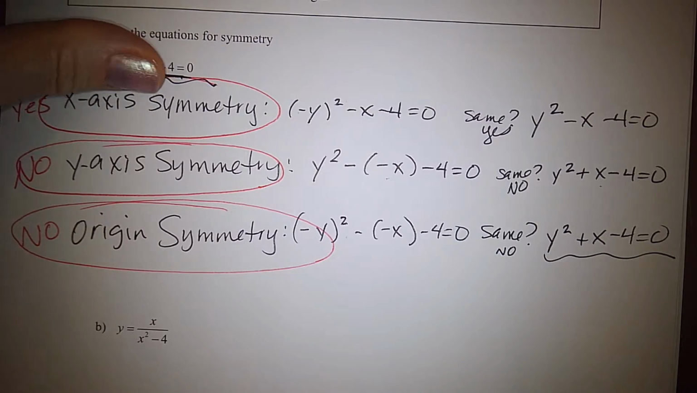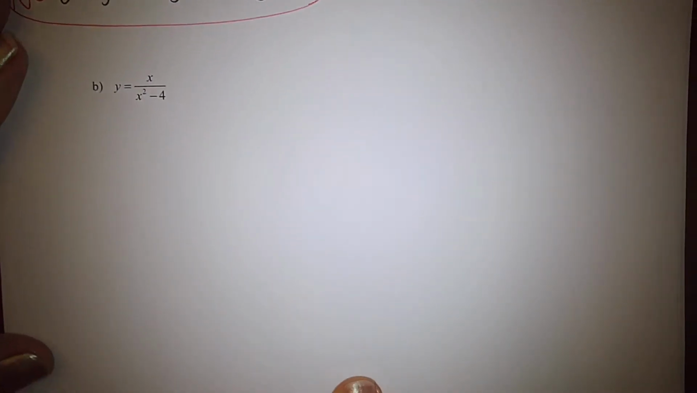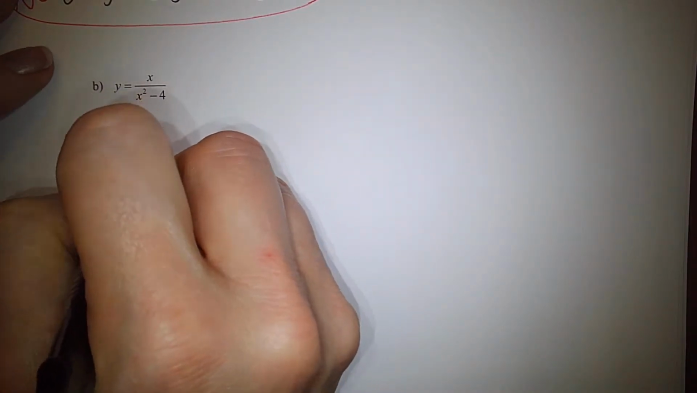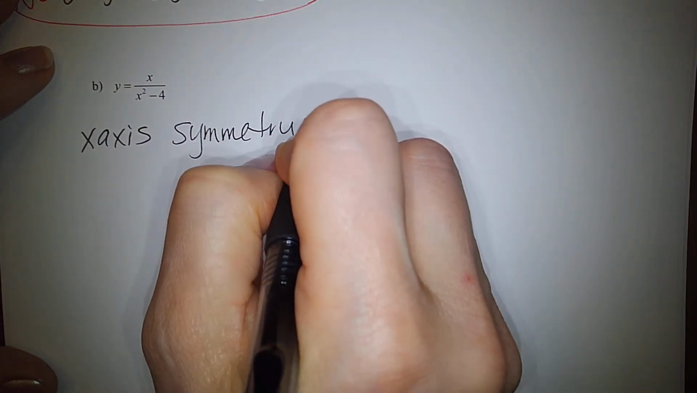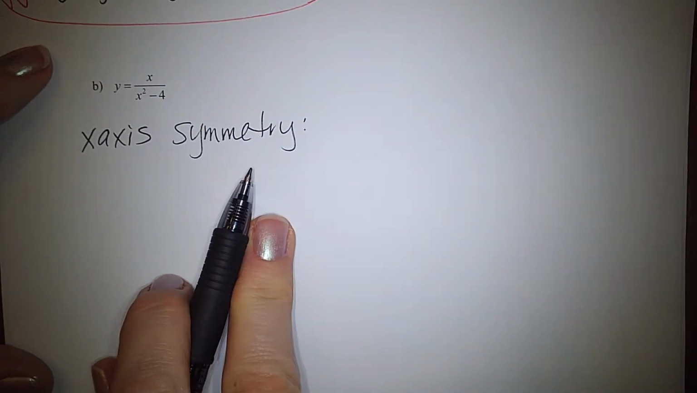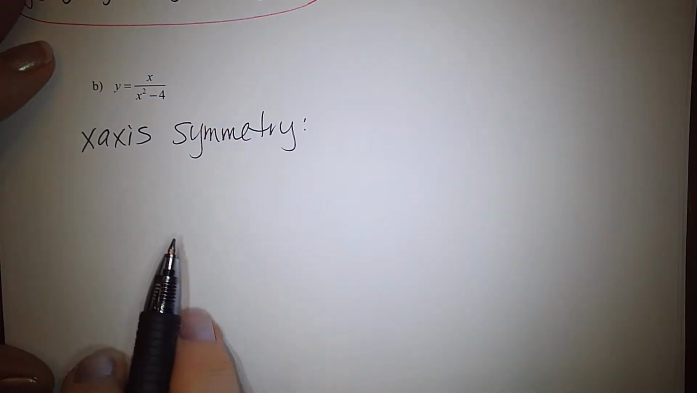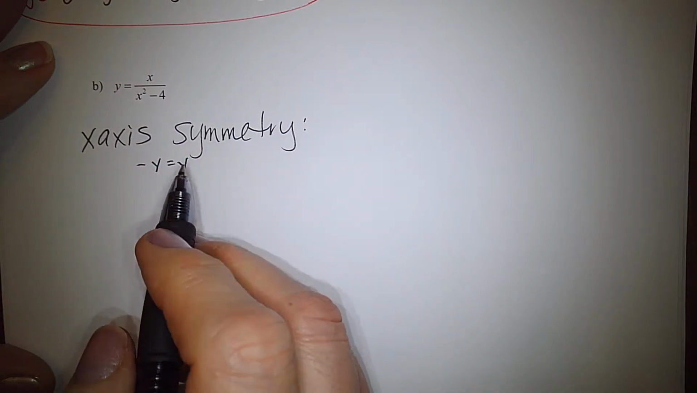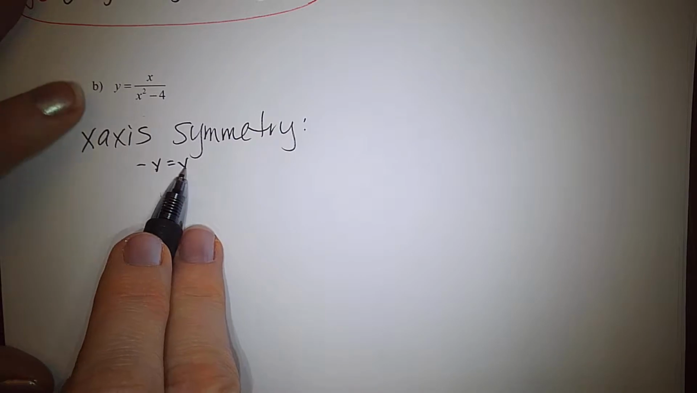Let's try another one. So first we test. It doesn't really matter which one you start with, but I'll start with x-axis symmetry. Now let's recall, to test for x-axis symmetry, we take the opposite letter. So we substitute negative y in for y. So up here in the original, we're going to put in a negative y in for y.